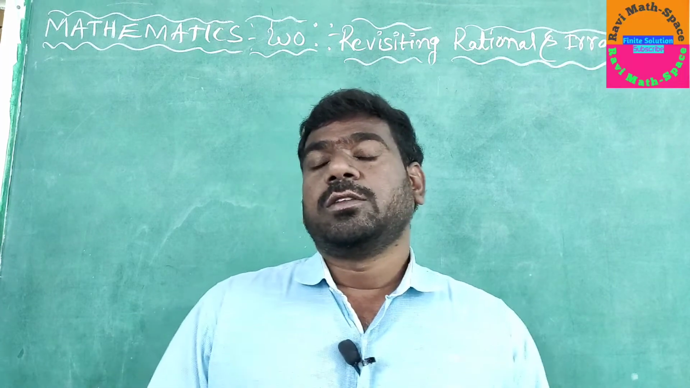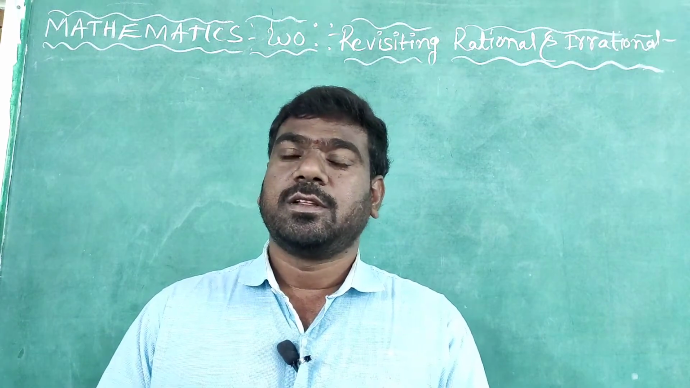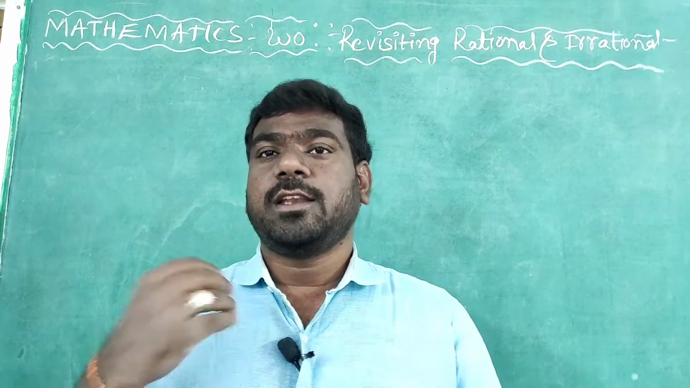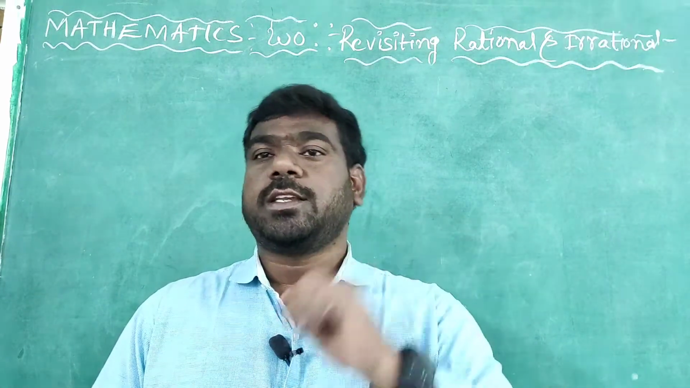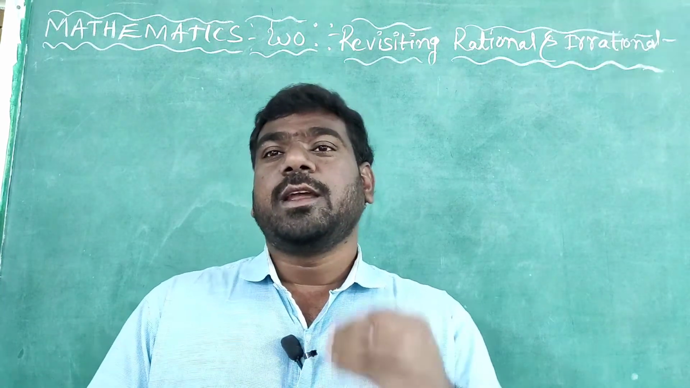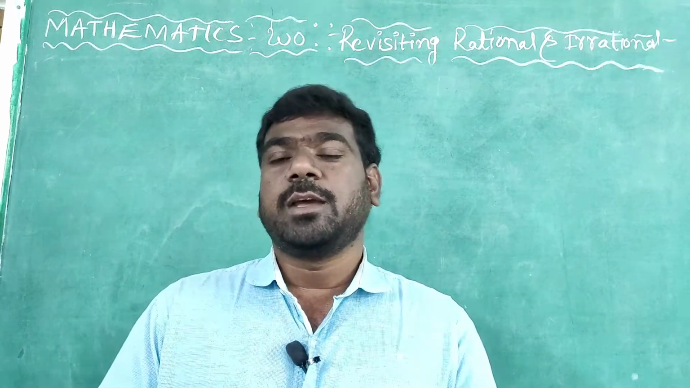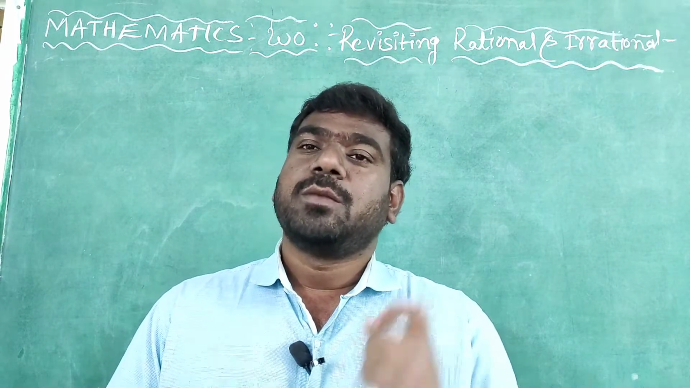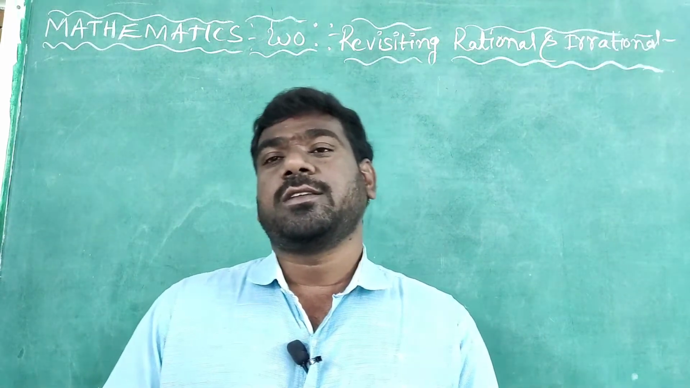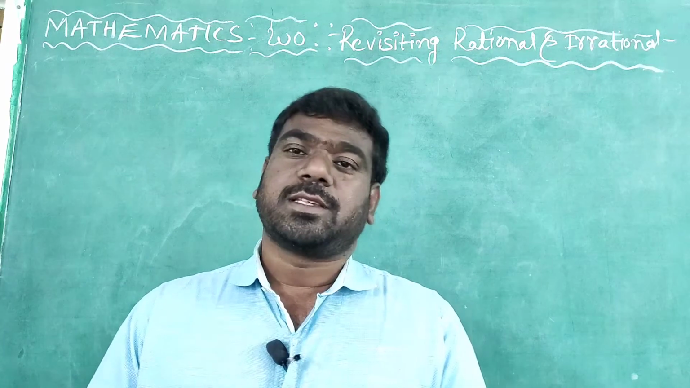Okay. So all these numbers we can categorize into two types. First type is a rational number. Second type is an irrational number. Again, what is a rational number? A rational number means a number which can be expressed as p by q, where p and q are integers and q is not equal to 0. Such numbers are called rational numbers.